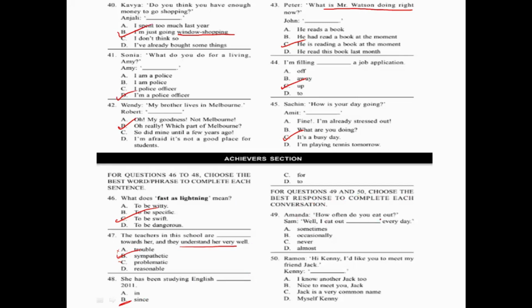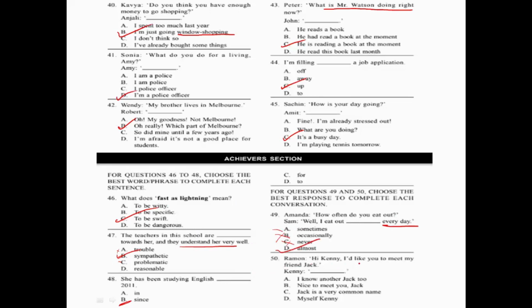For questions 49 and 50, choose the best response to complete each conversation. Amanda, how often do you eat out? Sam, well, I eat out dash every day. It means every day. So we can't use sometimes, occasionally, never. It's almost every day. So option D is our correct answer.